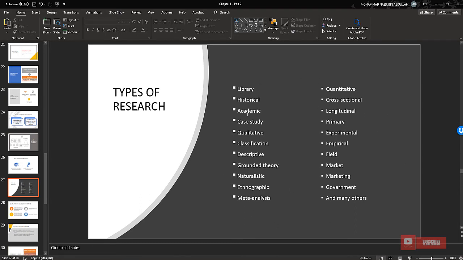Library, historical, academic, case study, and so on. To understand the types of research available, you need to do more reading, read the books. My recommended books are Uma Sekaran, Research Methods for Business, and another one is Neil Salkind, Research Methodology, and Ranjit Kumar, Research Methodology, right?